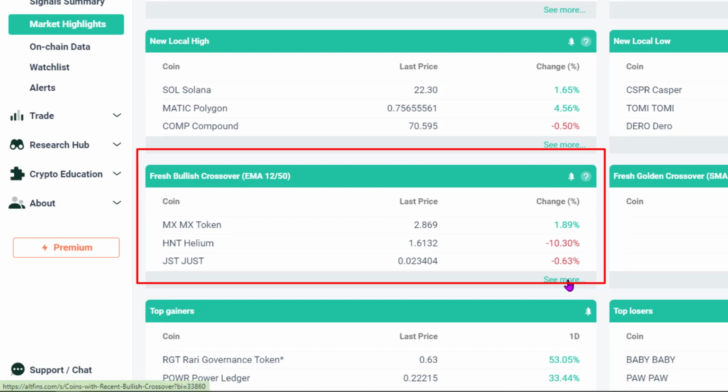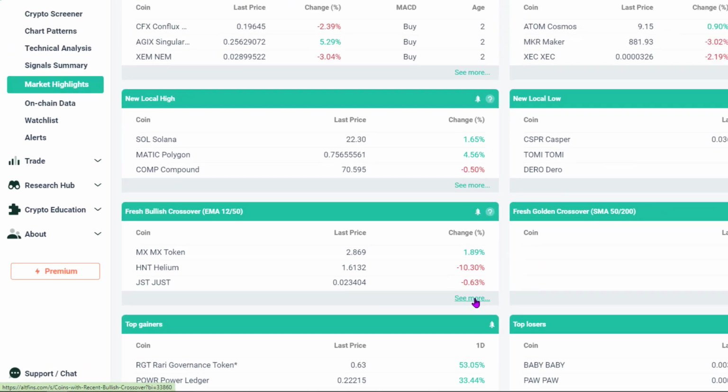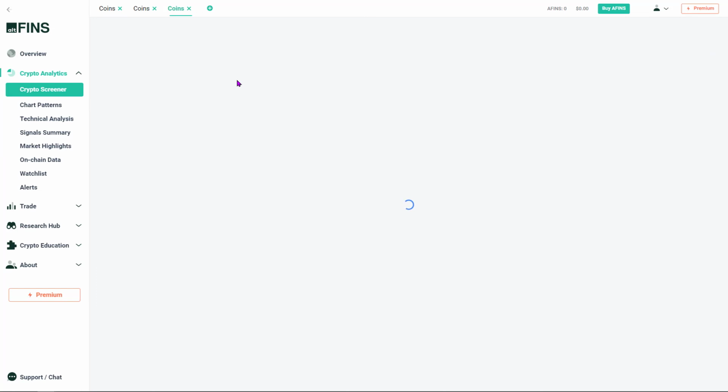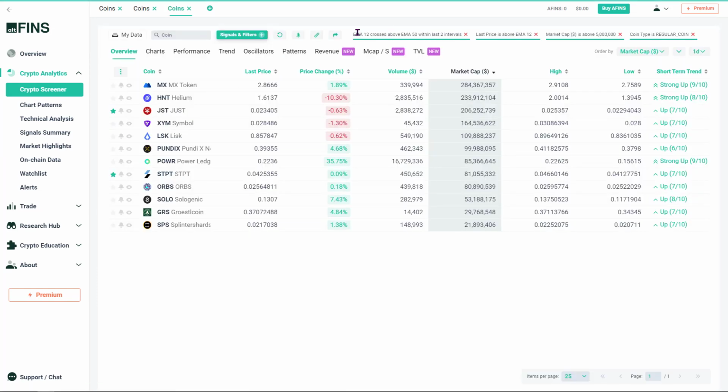And you can get there by clicking on see more. And basically that will again take you to the screener with the scan conditions or filter conditions already pre-applied, and we can now see the results.